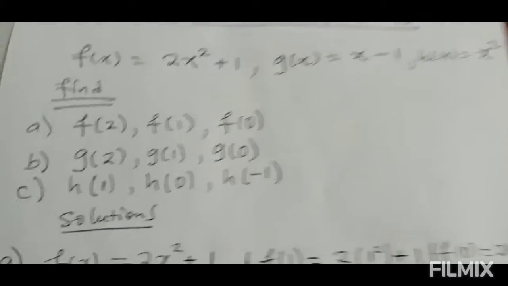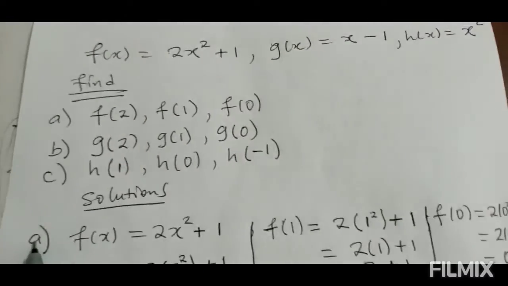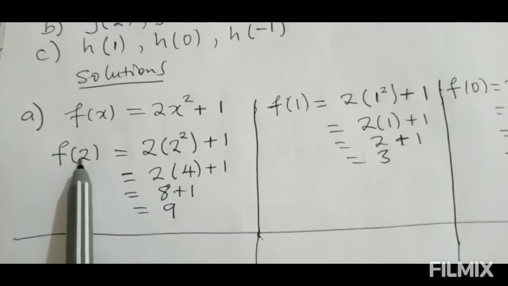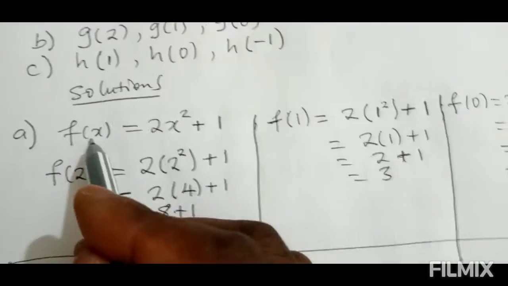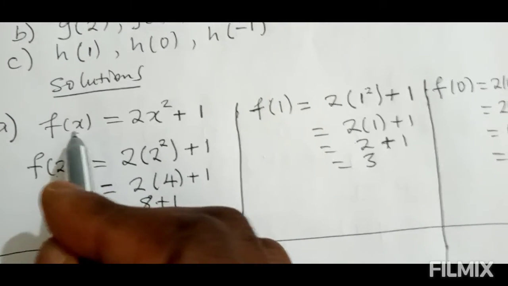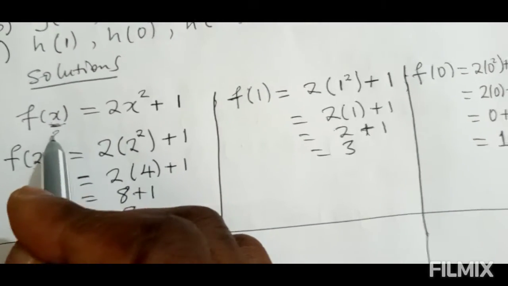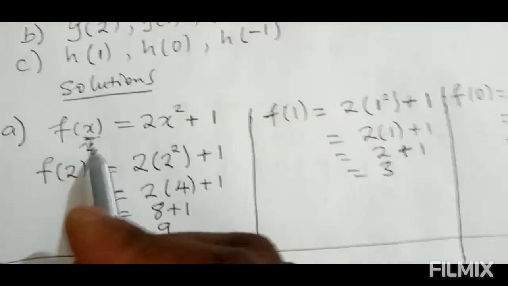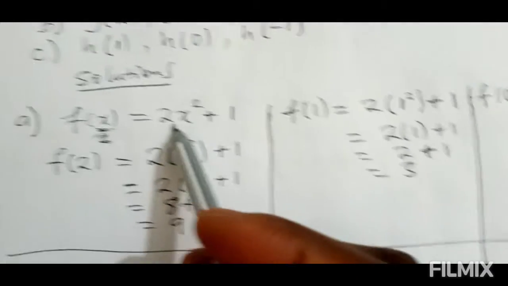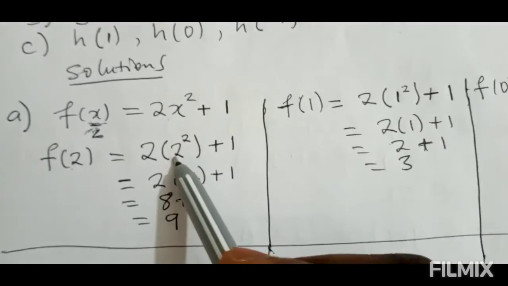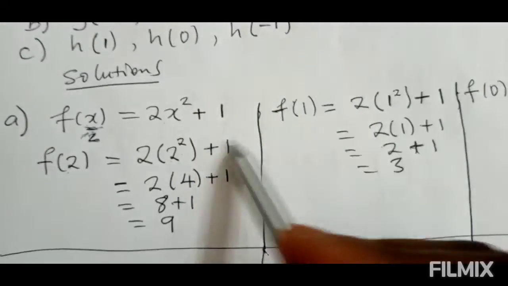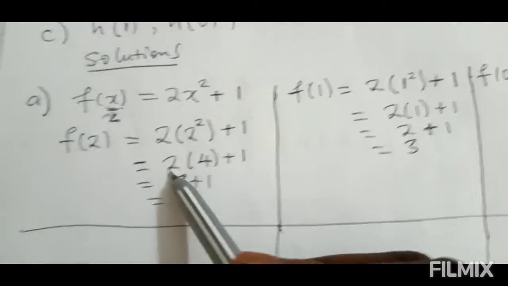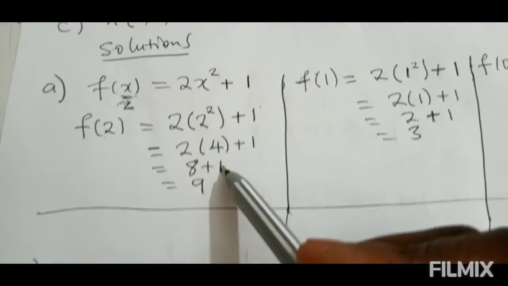So solution A, we are to find f of 2 first. Look, we are finding f of 2, so we are putting 2 wherever there is x. We are putting 2 in place of x, so we come here, we put 2 in place of x, so it becomes 2 times 2 squared plus 1. 2 squared is 4, and 2 times 4 is 8, plus 1, this is 9. That is f of 2.